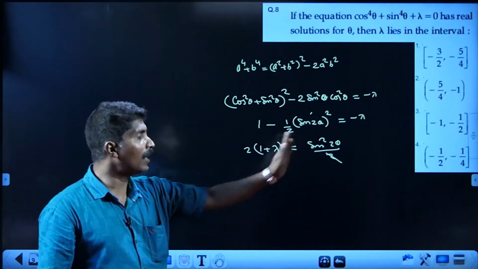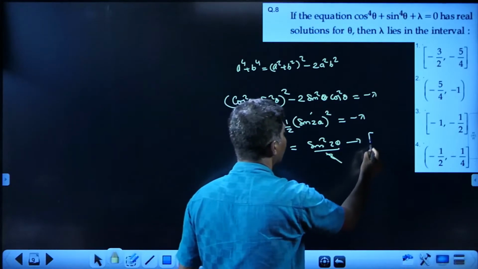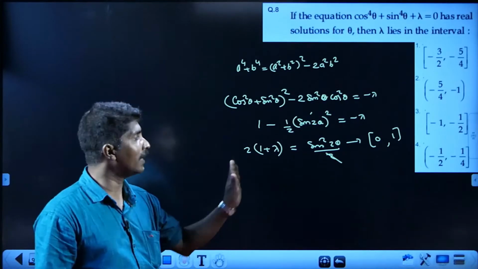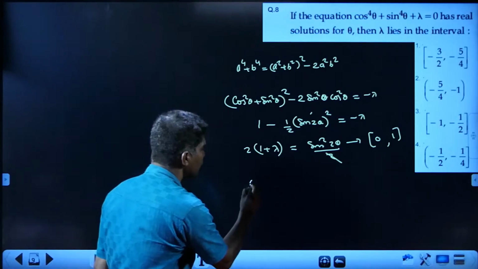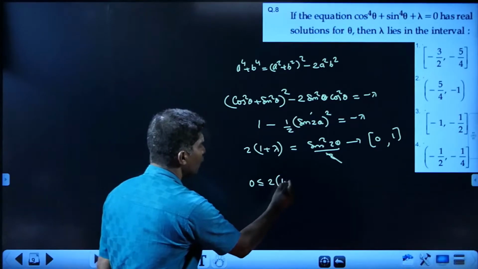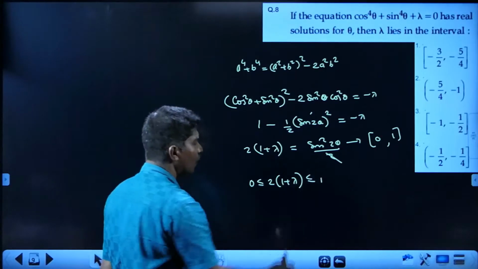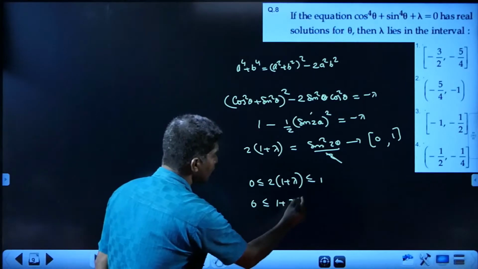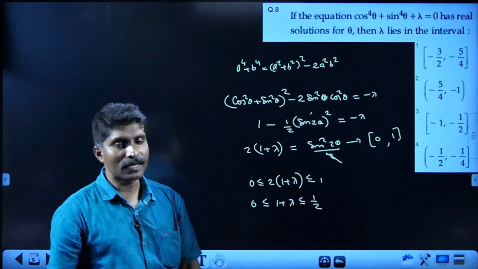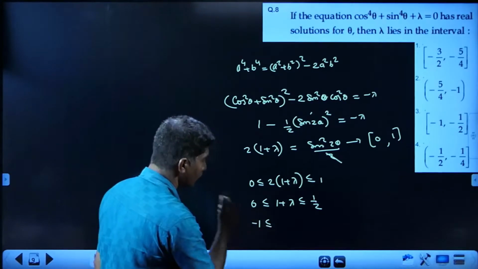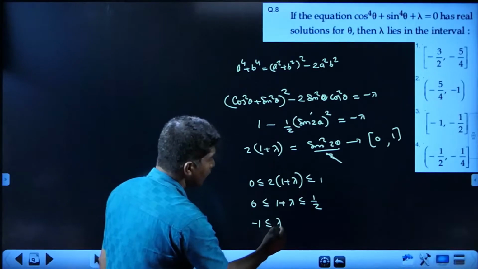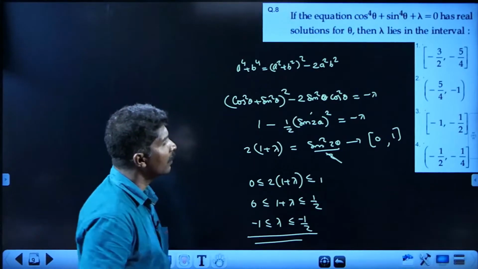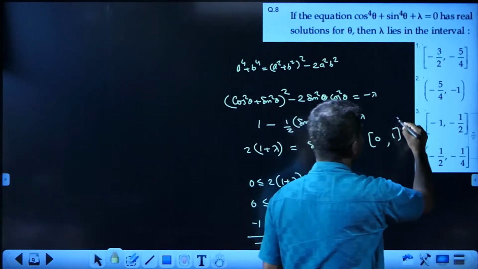And you know that the value of sin square 2 theta lies in between 0 and 1. As it is a square, it cannot be negative. So the same value should satisfy the left side also. So we write 0 less than or equal to 2 into 1 plus lambda less than or equal to 1. Dividing by 2, we get 0 less than or equal to 1 plus lambda less than or equal to 1 by 2. Subtracting 1, we get negative 1 less than or equal to lambda less than or equal to 1 by 2 minus 1, that is minus 1 by 2. So you can see the answer is negative 1 to negative 1 by 2, option 3.